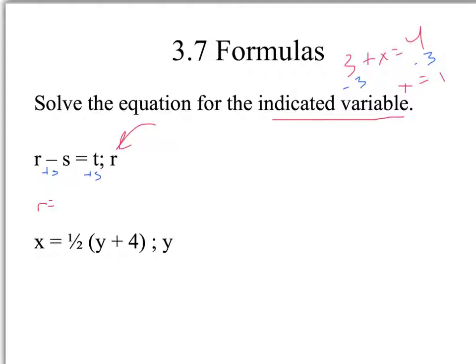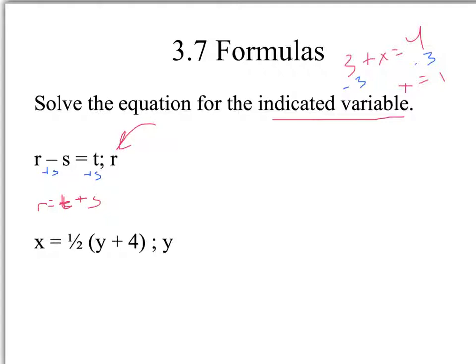Now remember in chapter 2 we talked about combining like terms. T and s are two different variables, which means we can't combine them. They're not like terms. So our answer is r equals t plus s. And I'm done.